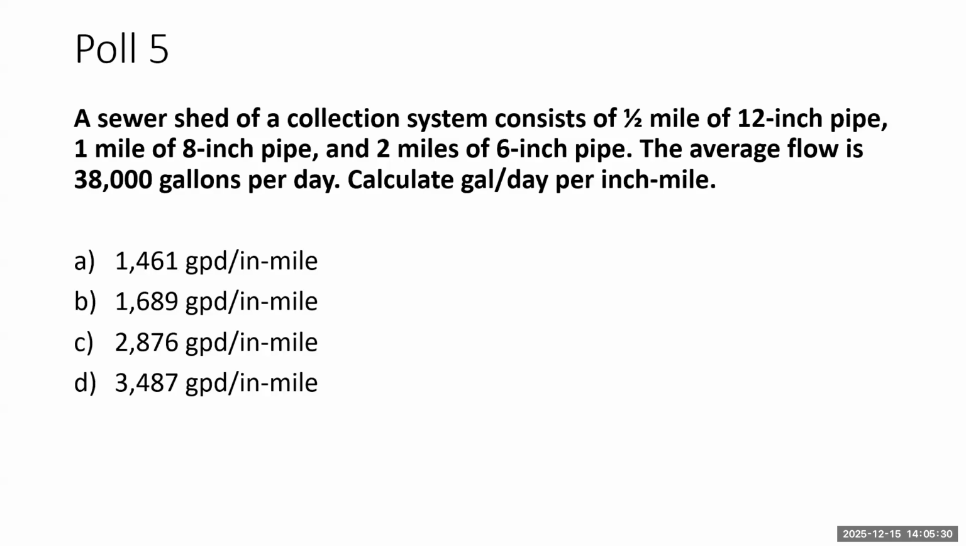I'm going to give you a chance to try this inch diameter mile calculation. And in this case, we have a sewer shed that has a half a mile of 12 inch, 1 mile of 8 inch, 2 miles of 6 inch pipe. And the average flow is 37,990 gallons per day. So you want to calculate the gallons per day per inch mile.